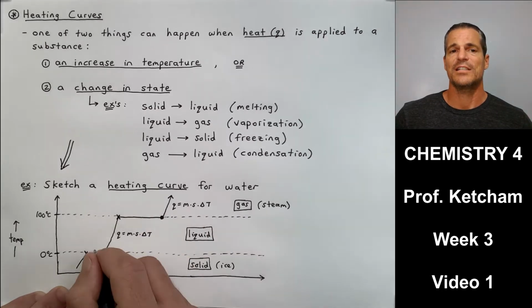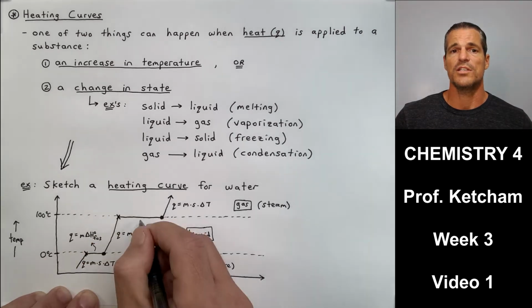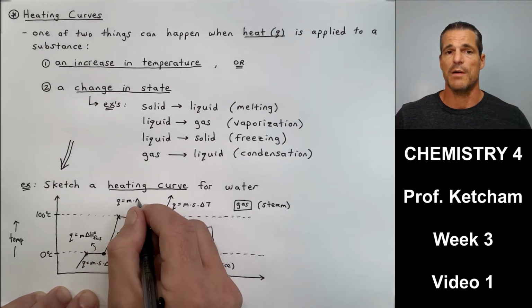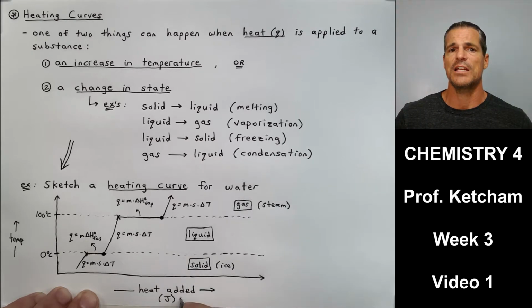So for the slanted areas of the curve, we're using the heat equation, Q equals m s delta T, which we've learned about before. And then for the flat parts, we have Q equals m delta H fusion at 0 degrees Celsius and Q equals m delta H vaporization at 100 degrees Celsius.